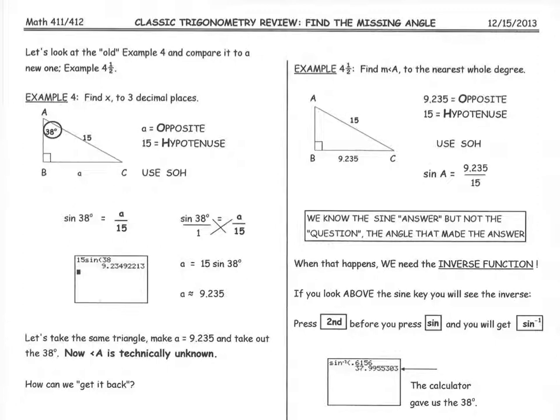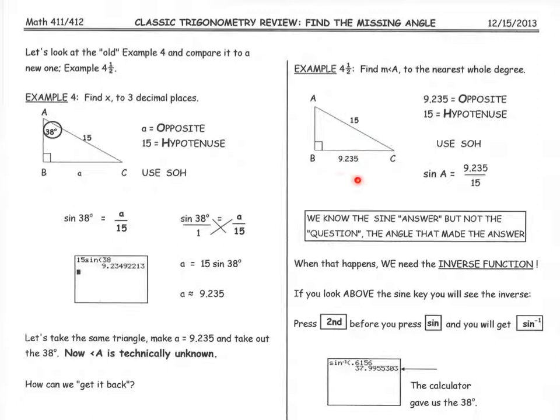9.235 divided by 15. For some reason I did 9.235 divided by 15 on my calculator first and stuck that in there, but I wouldn't do that in real life. I would just type in 9.235 divided by 15, and that's the angle the calculator gave me, which is 37.9955, which is in essence the same 38 degrees we started with.